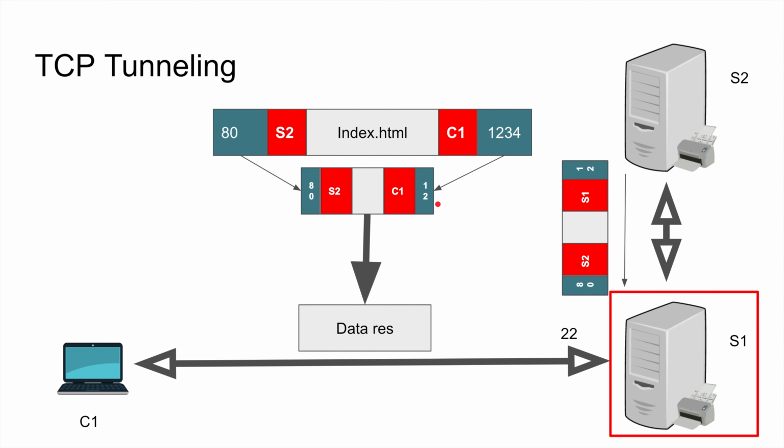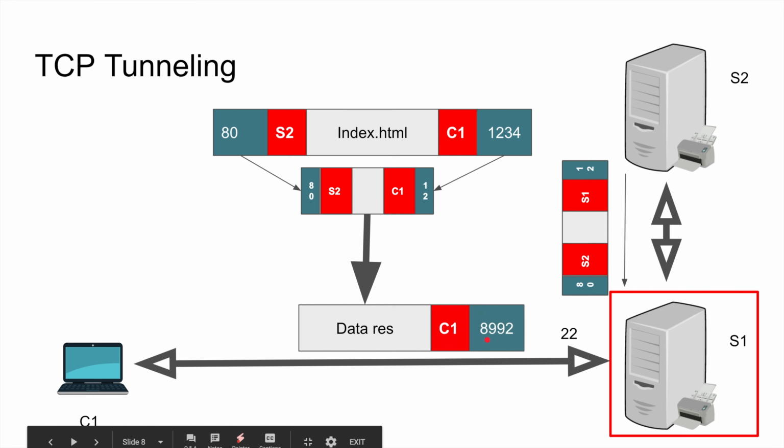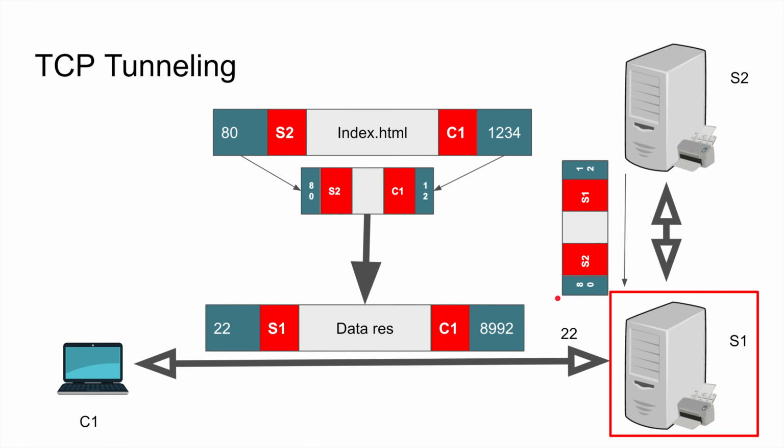And then this is getting smuggled again as the data response. You wrap it with S1, C1, 8992, and then S1, port 22. This is coming from me, this is going to you, and then you send it over. The firewall completely doesn't know what's going on, right? Oblivious. Is that a word? I think that's the right word there. It's oblivious. It doesn't know anything that's going on. So send it over.